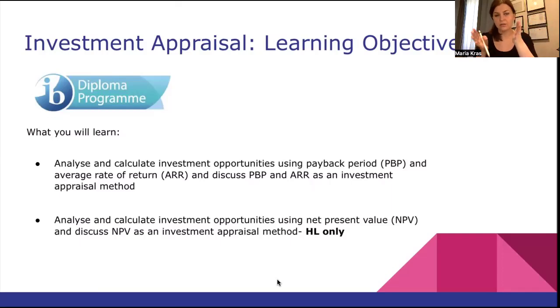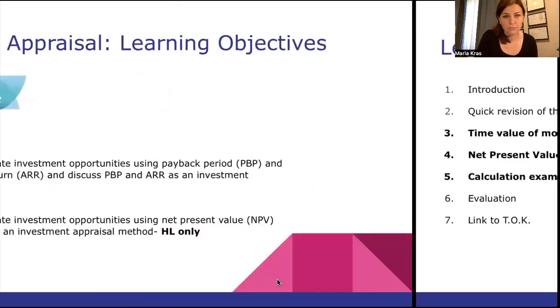Today's lesson would usually come after the previous lesson, where we would do an introduction to investment appraisal and study the first 2 tools. You will also have to not just learn how to calculate, but how to analyze your investment projects using these calculations. You would also have to understand how to discuss and evaluate those results. We'll get there towards the end.